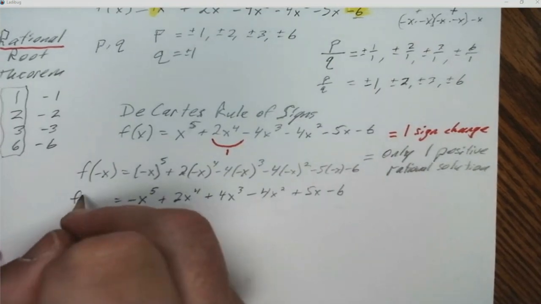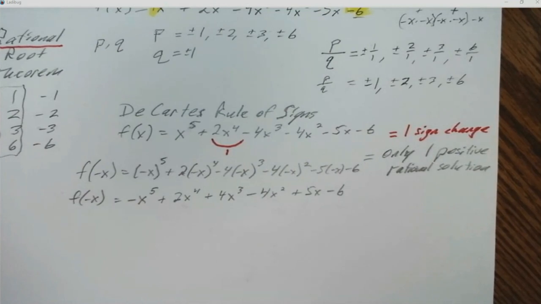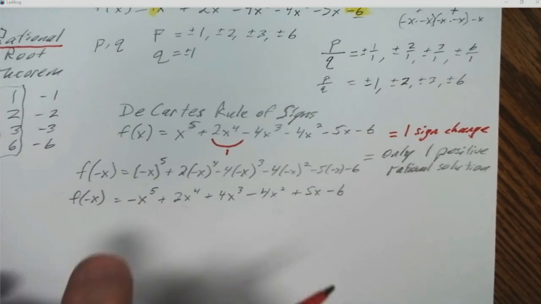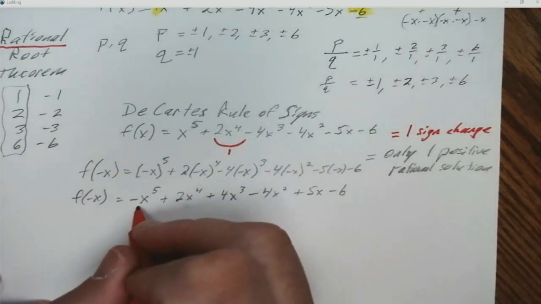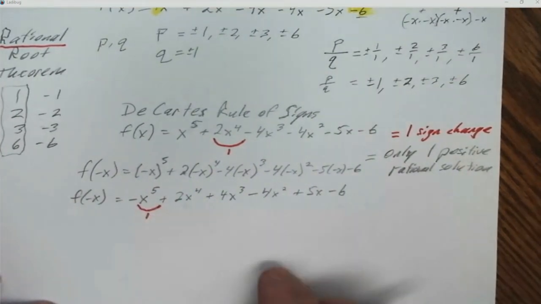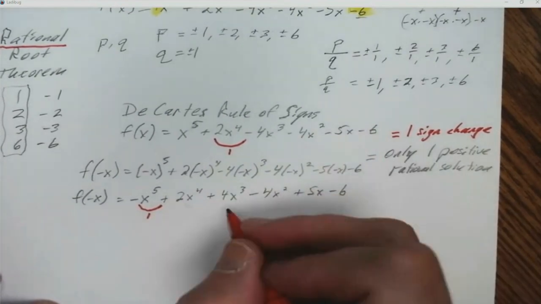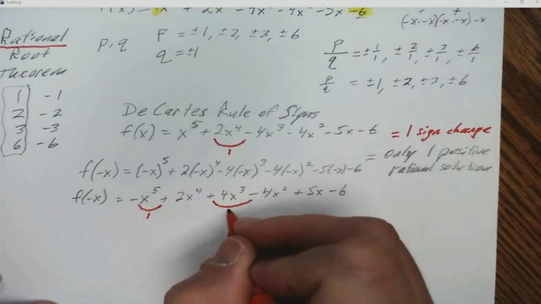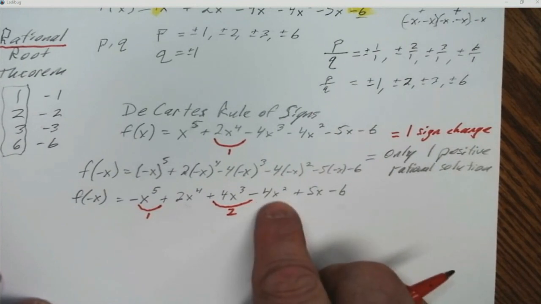So this is f of negative x. Substitute negative x in. How many sign changes do we have? Starts as a negative. Changes to a positive. Oh, well, okay, there's one sign change. Still a positive. Still, oh, nope, it changed to a negative. So this is our second change. Still a negative. Did I do anything wrong here? I'm just trying to check my math.